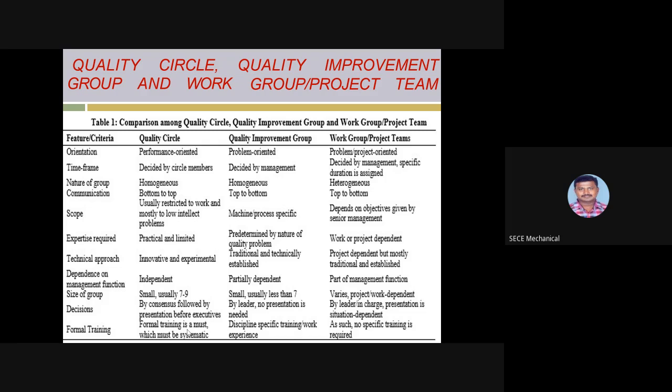In a quality improvement group, the scope is machine or process specific. In a work group or project team, the scope depends on objectives given by the senior management. Similarly, for expertise required, in the quality circle it is practical and limited; in a quality improvement group it is predetermined by the nature of the quality problem; and in work groups or project teams it is work or project dependent. And next is technical approach.